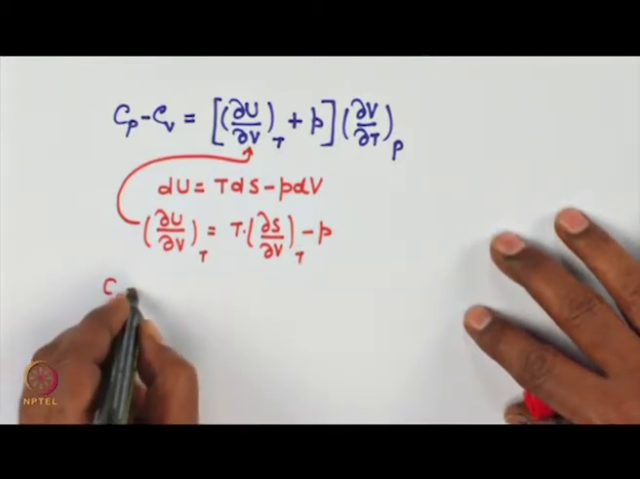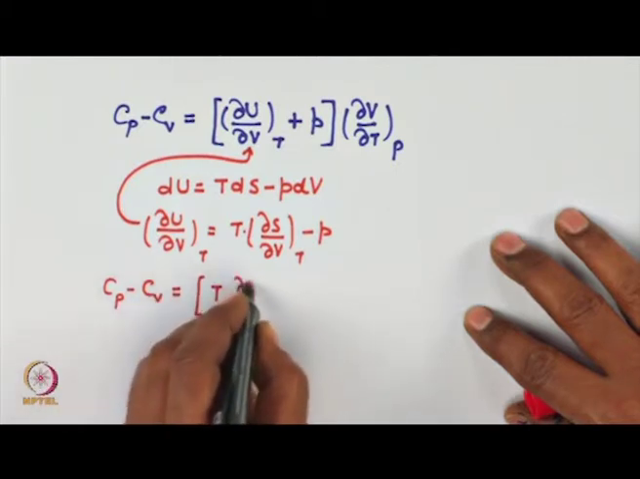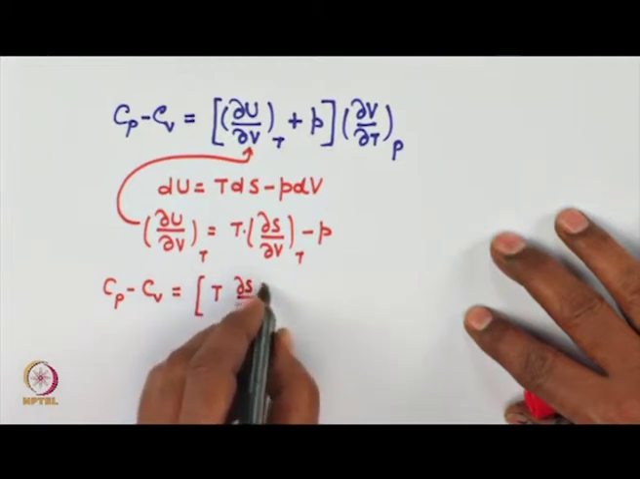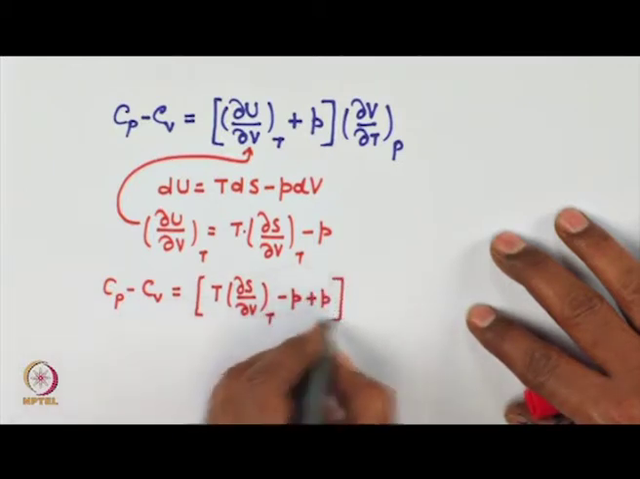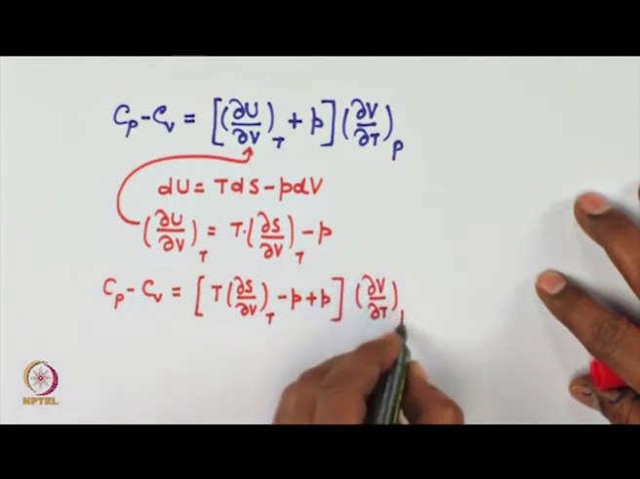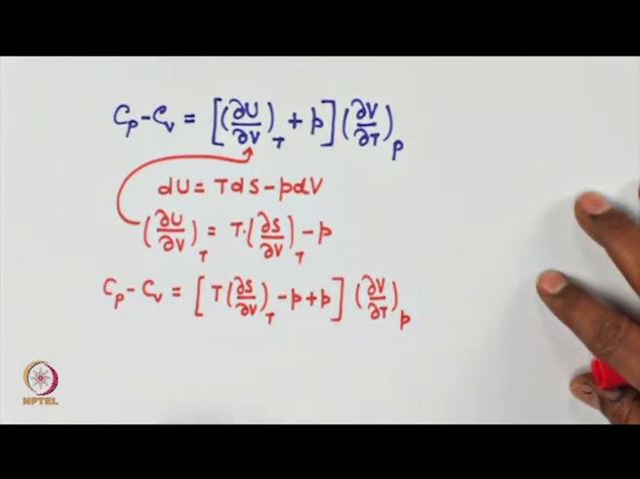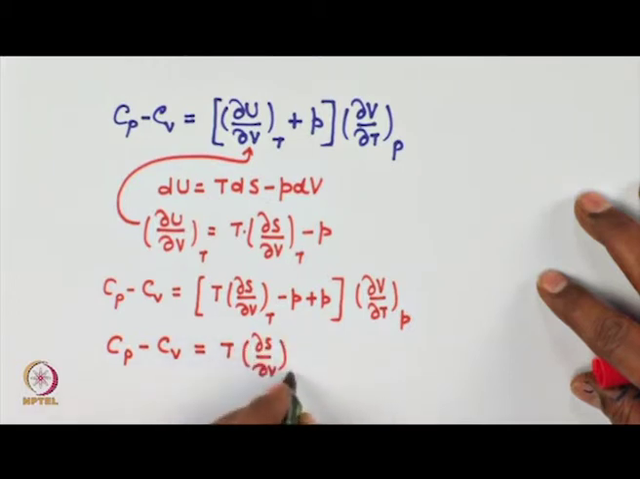What do I get now? Cp minus Cv is equal to T times the variation of entropy with volume at constant temperature minus P plus P, and what I have is the variation of volume with temperature at constant pressure. So what I have, Cp minus Cv is equal to T into ∂S/∂V at constant temperature into ∂V/∂T at constant pressure.